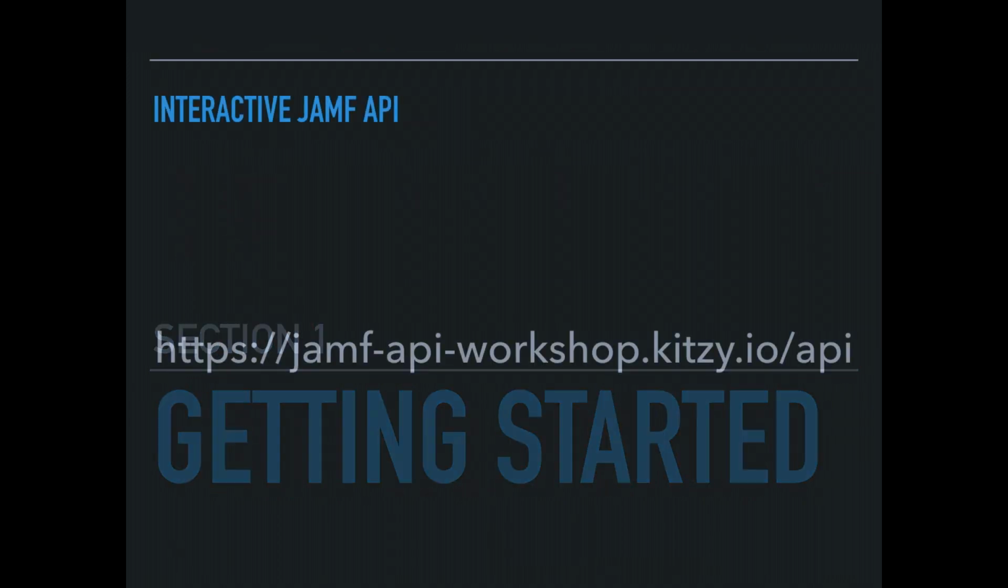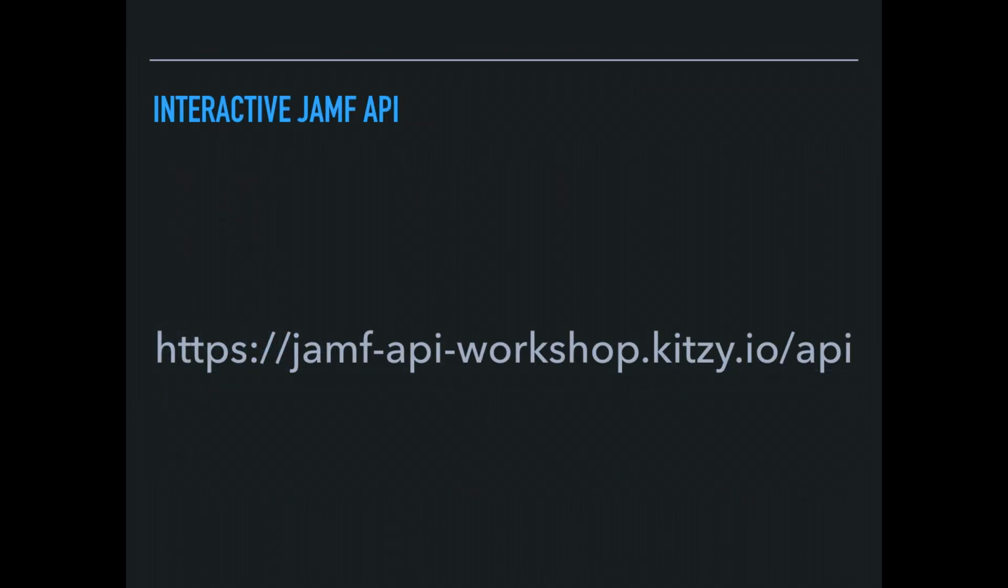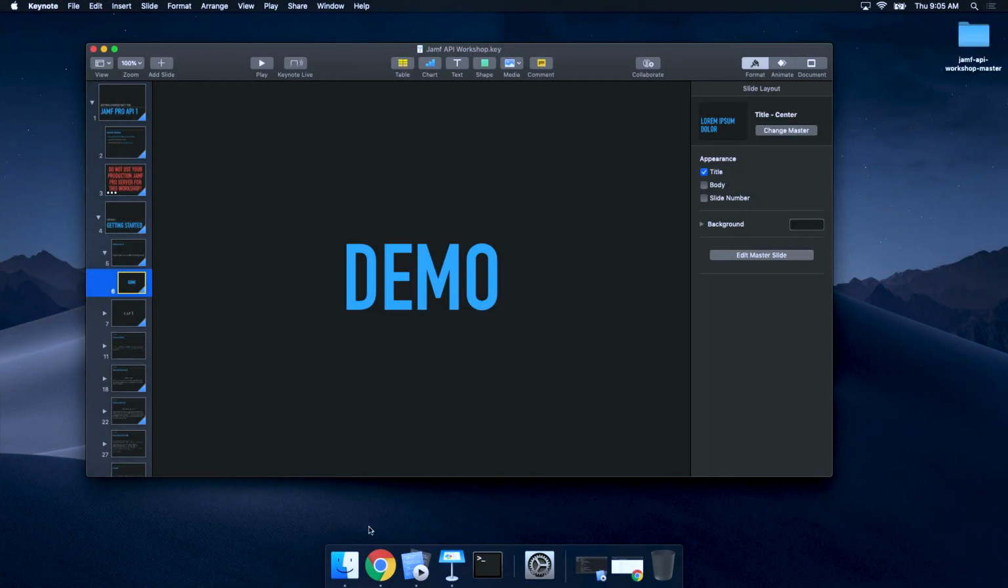Okay, so the first thing we want to look at when working with the Jamf Pro API is actually there's an interactive GUI for the API which you can find at any JSS URL/API. So we're going to do a quick demo of how that works and the things that you can do with it.